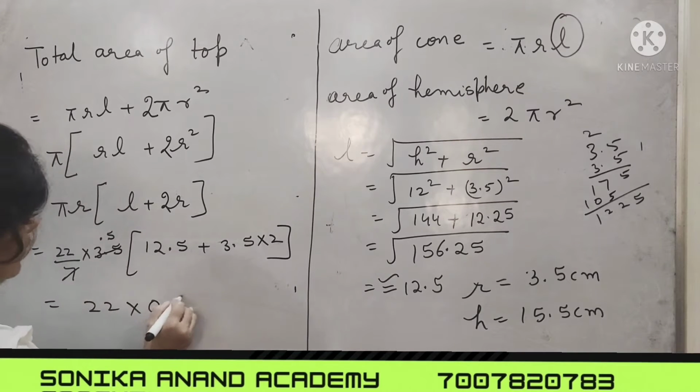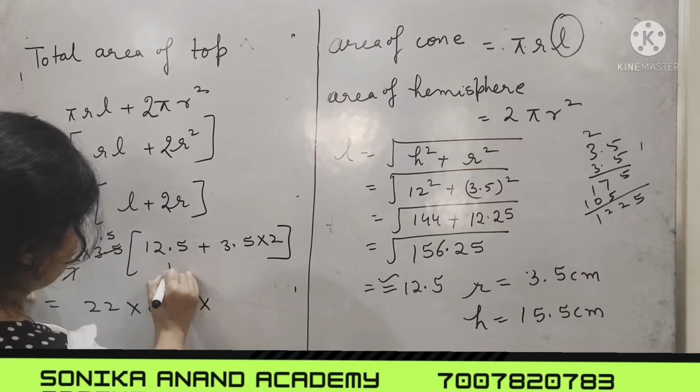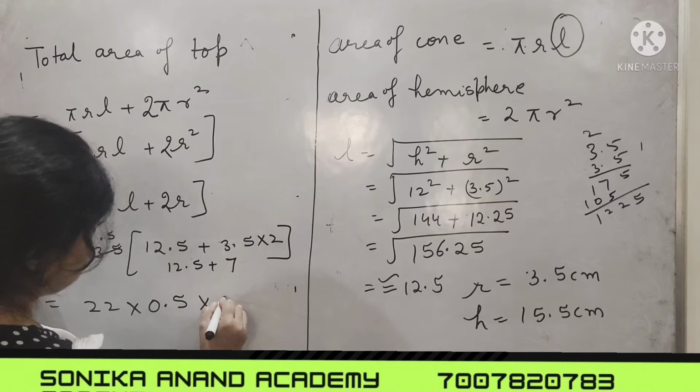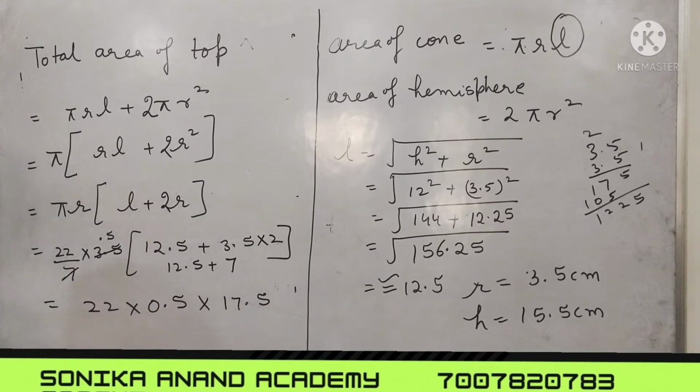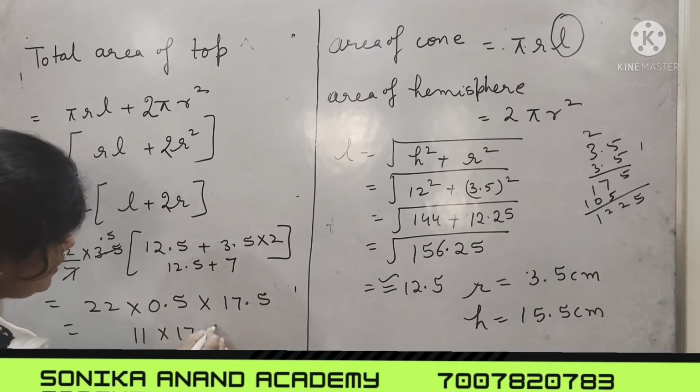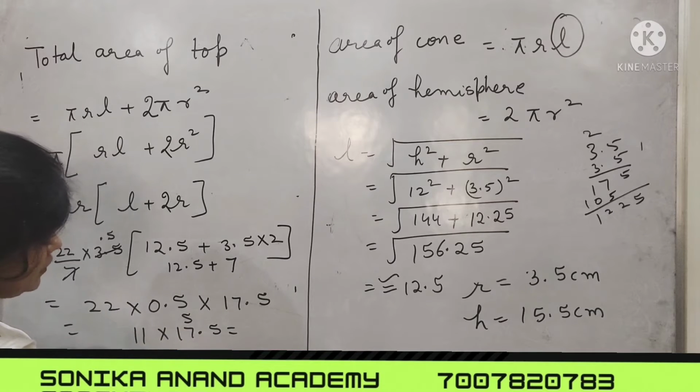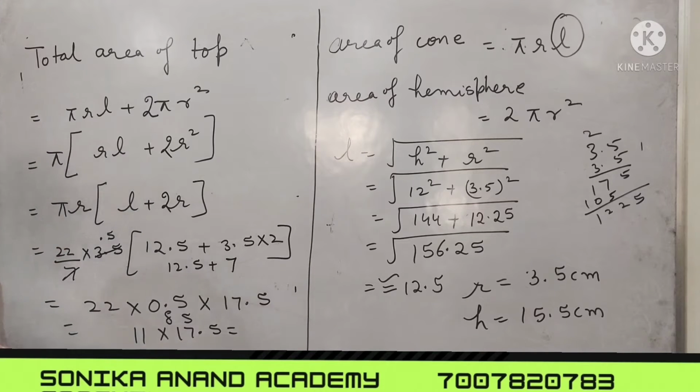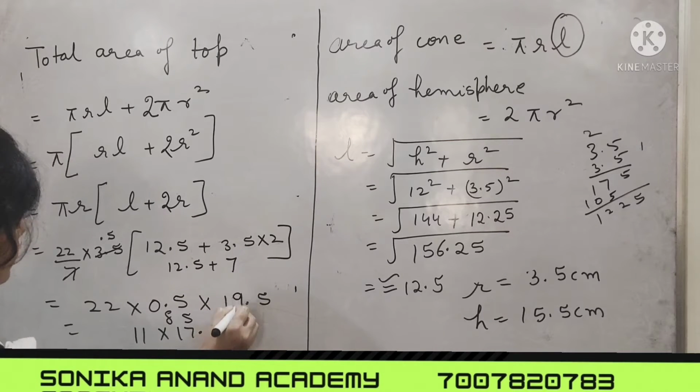22 into 0.5 into 12.5 plus 7. That means 17.5. So now it becomes 11 into 17.5. 11 5s are 55. 11 7s are 77 and 5, 82. 11 1s are 11 and 19. 192.50. Approximately this is the answer. 12 5s, 2 5s are 10, 2 to 6, 1 7, 7 to 19. Silly mistakes are there.